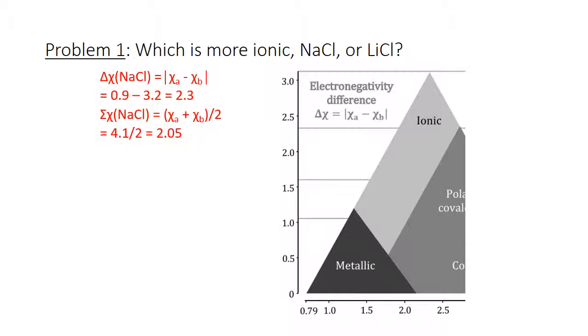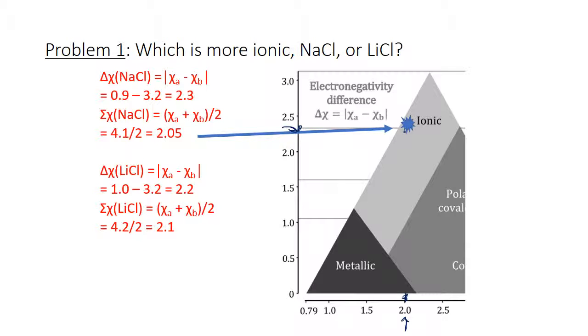Okay, so that's going to put it around about here on the continuum. There we go. And the average for sodium chloride is going to be, again, 0.9 plus 3.2 divided by 2, 2.05, so around about here. Okay, so it's going to fall squarely into the ionic. So if we plot that, it's going to be about there. Okay, so that's going to end up around about there for sodium chloride on that particular diagram.